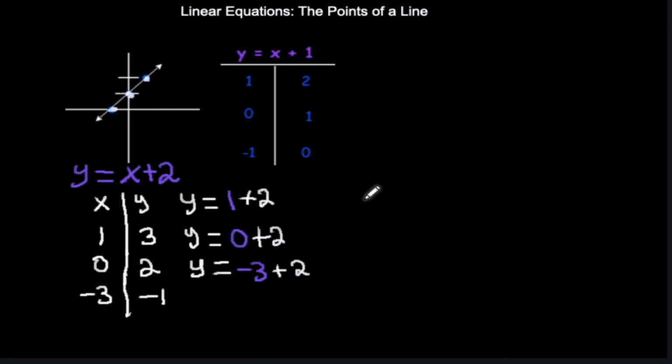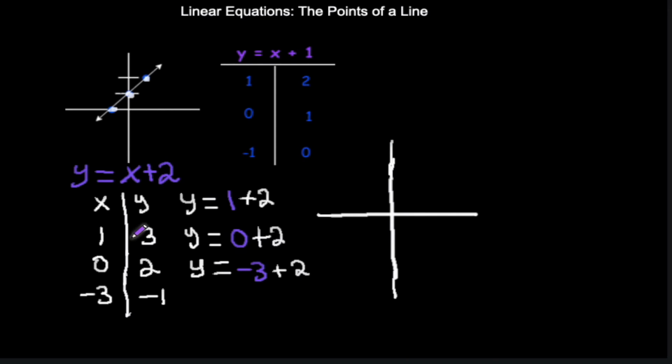Okay, so now we have enough points to plot on a graph here. So let's go ahead and create a graph or a coordinate system or a coordinate plane, however you want to look at that. All right, and so now what we're going to do is take a look at the points that we have.